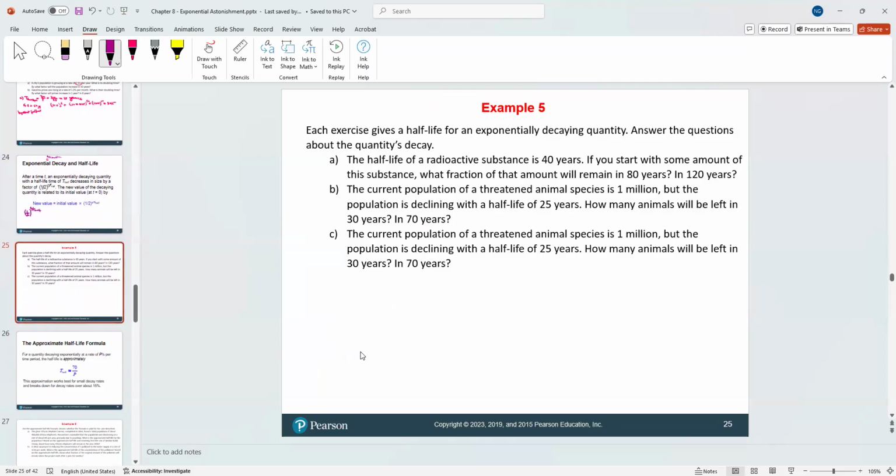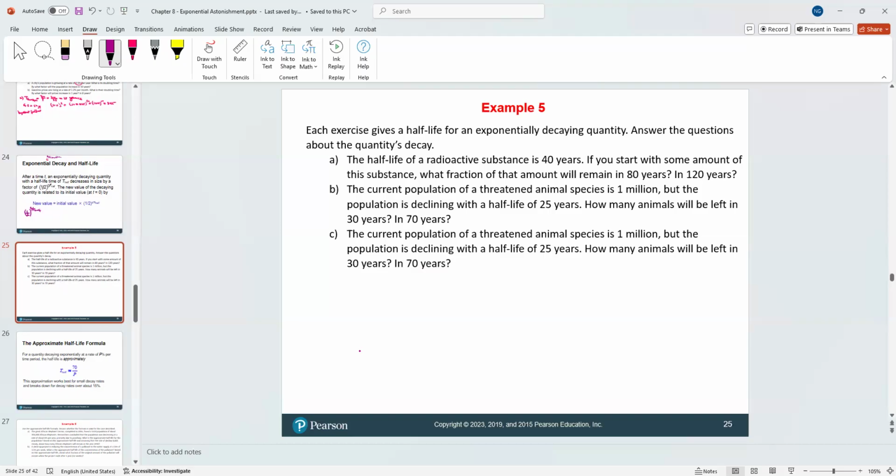We said in each exercise, given a half-life for an exponential decay quantity, answer the question. So that's what we're going to do for this one, and answer the questions about the quantity's decay. So the half-life of a radioactive substance is 40 years. If you start with some amount of this substance, what fraction of that amount will remain in 80 years? First of all, an exercise like this one, you need to read it multiple times.